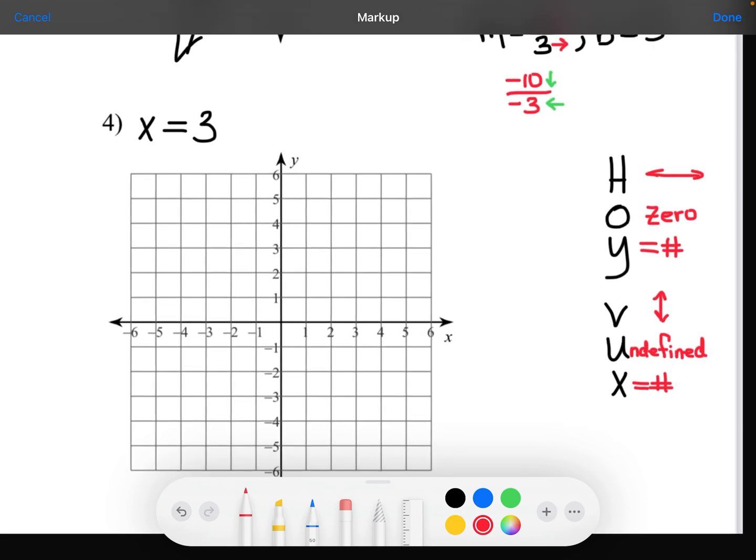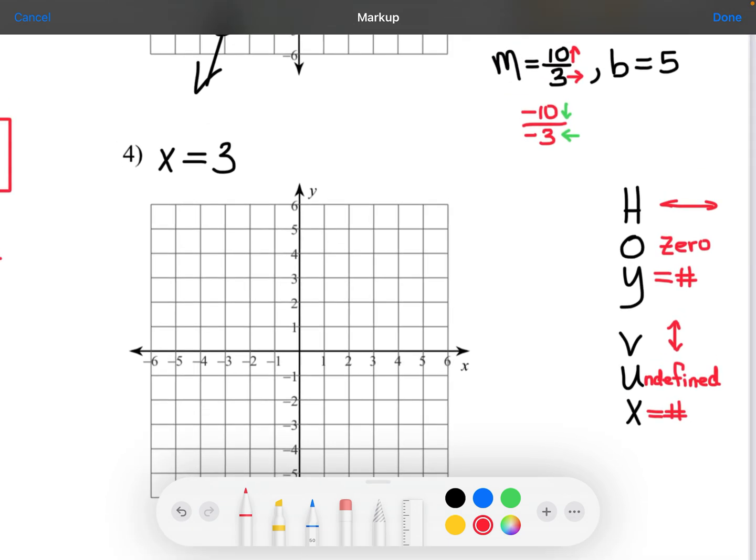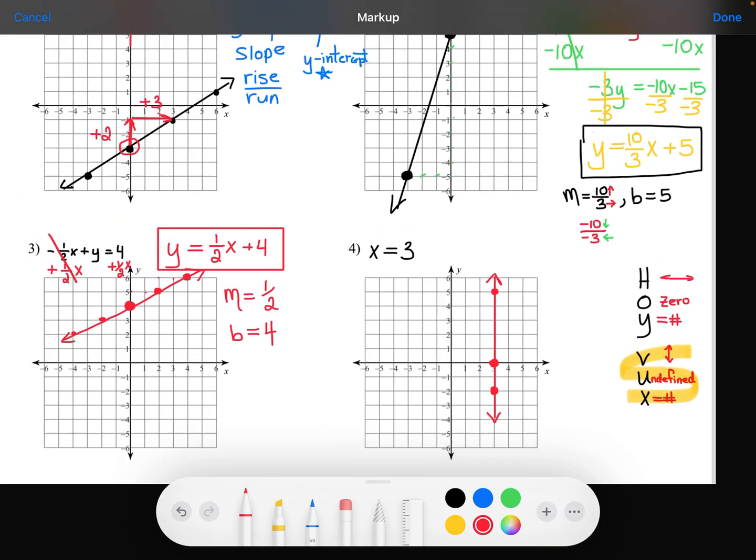So let's take a look back at number 4. Number 4 says x equals 3. That means I'm going to be using the VUX in HOIVUX to help me graph. X equals 3 means that x is always equal to 3. No matter what y is, y could be 5, x is 3. Y could be negative 2, x is 3. X is always 3, so we get a vertical line going through x equals 3. Put arrows on the end to show that it extends forever in both directions.